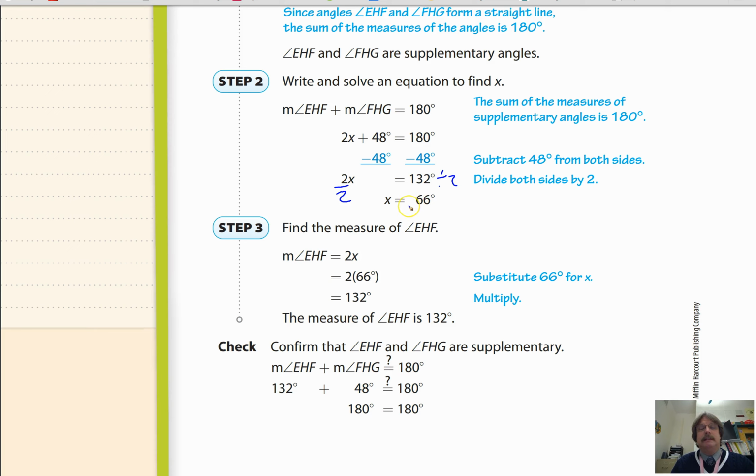Now be careful though. The actual angle is 132. All you did was find x. So pay attention to what the question is asking you. Are they asking you to find x, or are they asking you to find the angle? Because if they ask you to find the measure of angle EHF, that means they're looking for the angle. If you answered 66, the answer would be incorrect. But you do need that to get that answer there. So this is the correct answer.